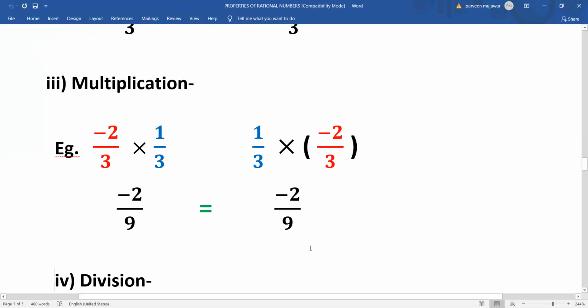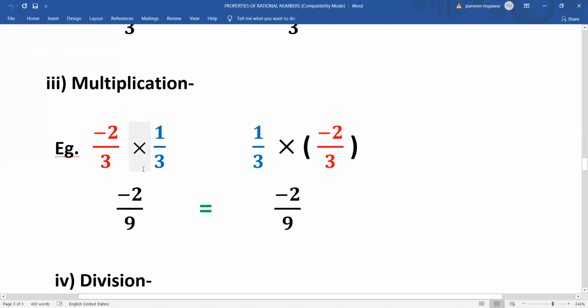Now multiplication, again check with the rational numbers. Minus 2 upon 3 into 1 upon 3. So this is your left hand side. Go to the right hand side. Now on the right hand side, again I have changed the places of the rational numbers. I have exchanged the digits. So 1 upon 3 I have written here and minus 2 upon 3 I have written here.